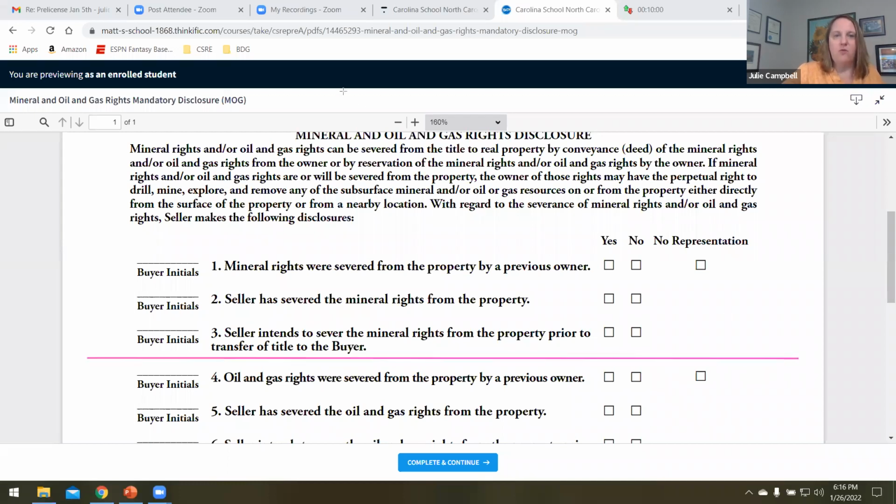The top part of the form is addressing minerals. So mineral rights were severed from the previous owner. The seller can say yes, no, or no representation. Seller has severed the mineral rights, yes or no only. No representation is not an option. Or the seller intends to sever the mineral rights, yes or no only. No representation is not an option.